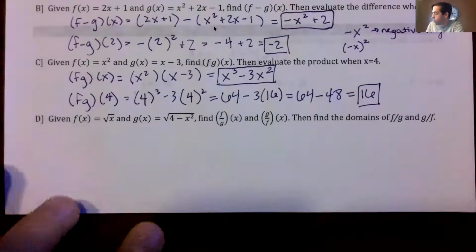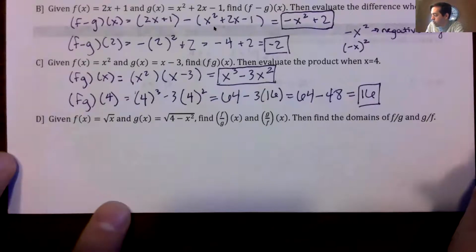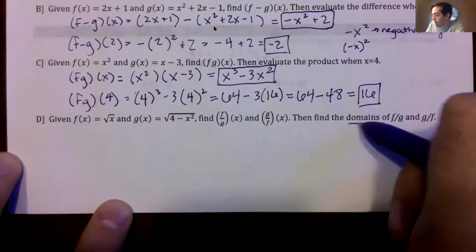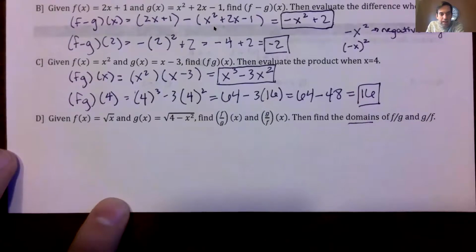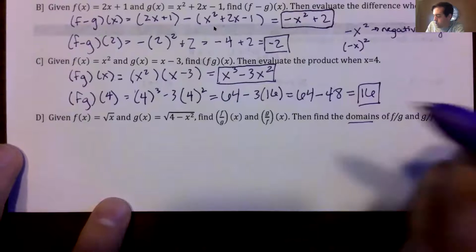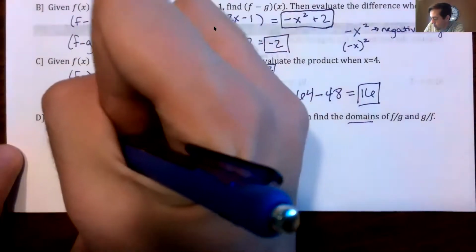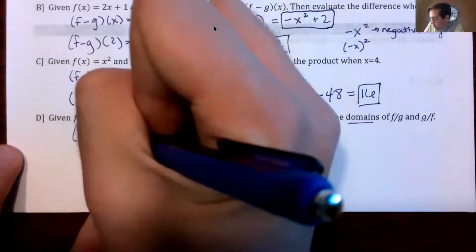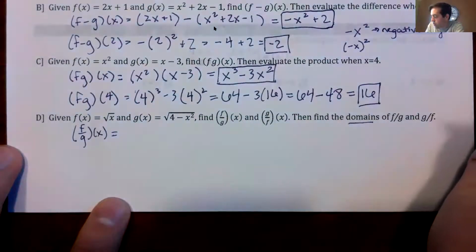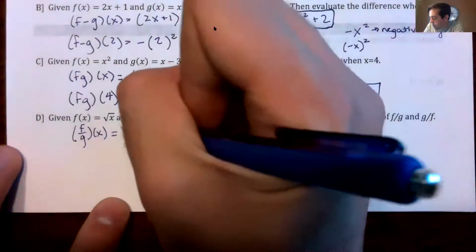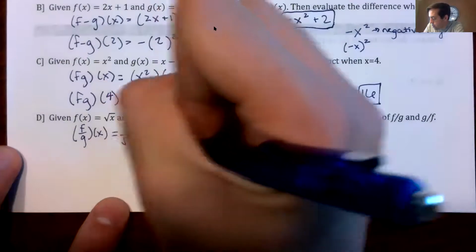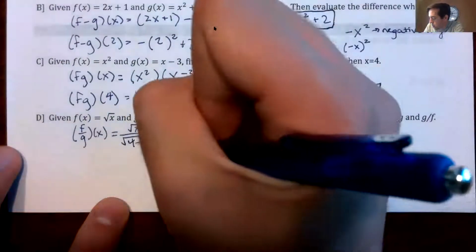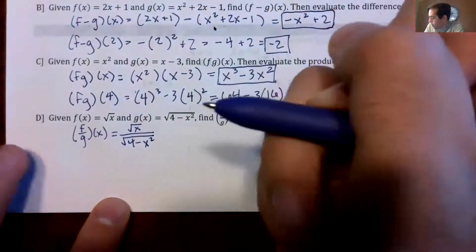All right, last one. This one has several different parts. We're going to do f over g of x and g over f of x, and then we're going to find the domains so we can practice that concept. So let's start with f over g of x. And all we're going to do here is write f of x over g of x and call it a day. So there's our first answer.